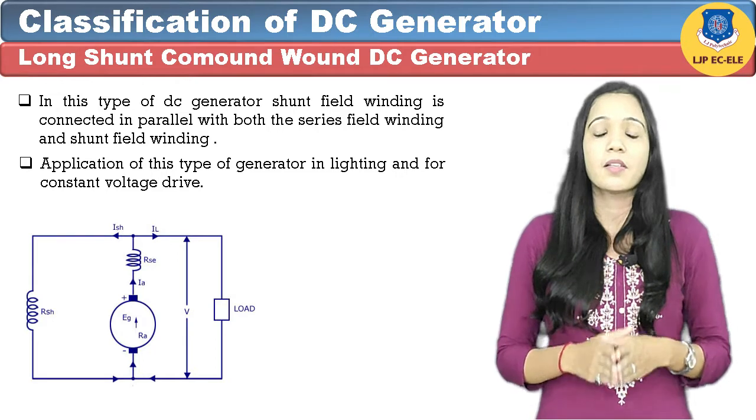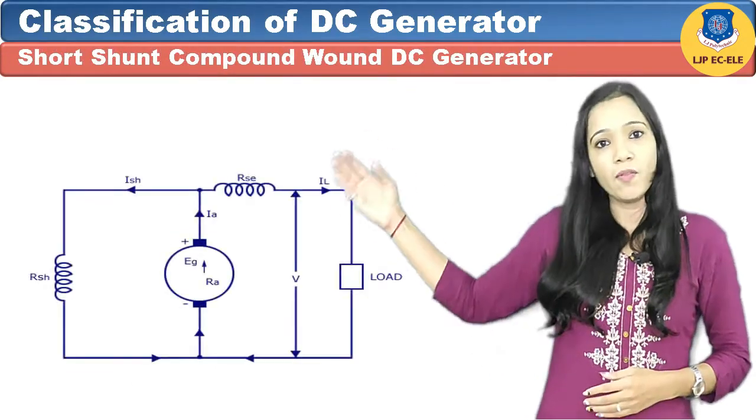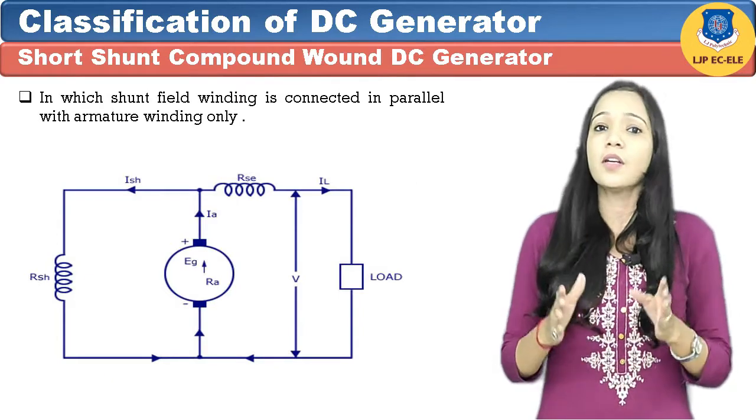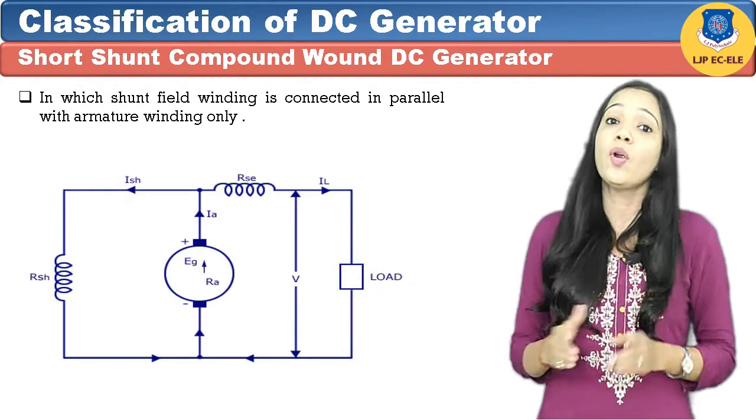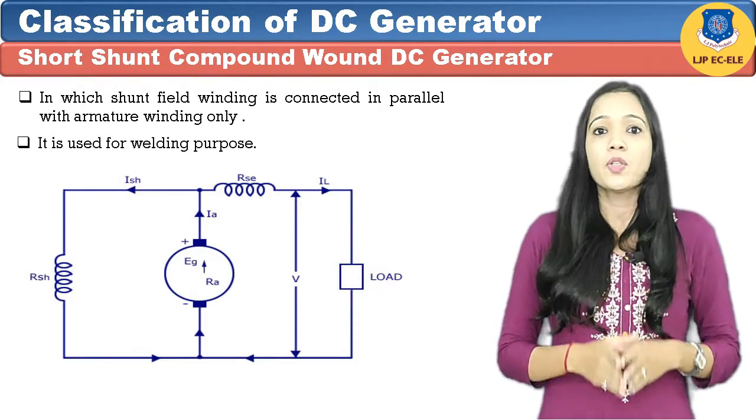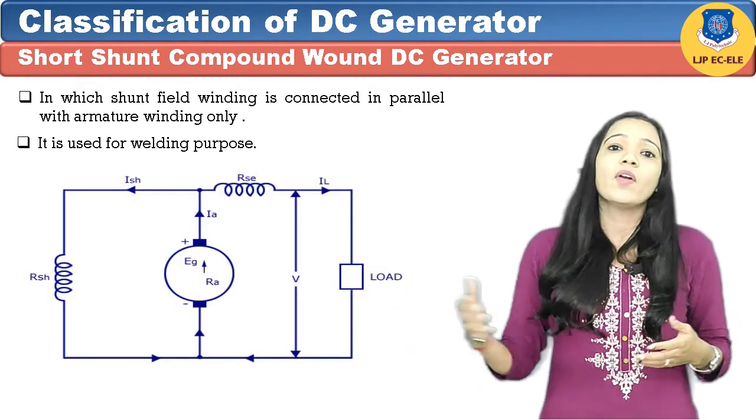The next is the short shunt compound wound generator. You can see from the figure, here the shunt field winding is connected only with the armature winding, not with the series field winding. This type of DC generator is used rarely. They are used for welding purposes.